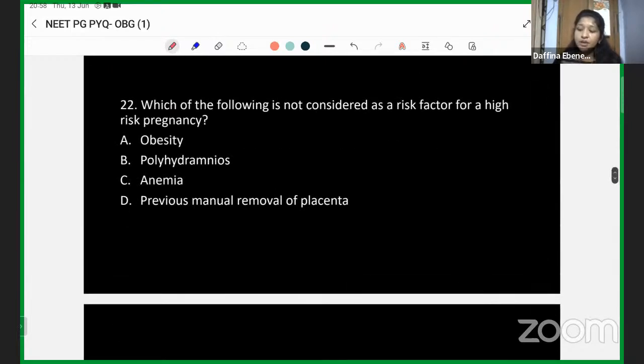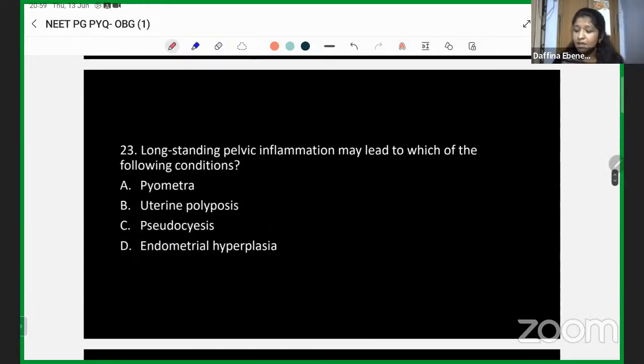Which of the following is not considered as a risk factor for a high-risk pregnancy? Obesity is a high-risk pregnancy? Yes. Any form of amniotic fluid disorder like polyhydramnios or oligohydramnios is a high-risk pregnancy? Yes. Anemia is a high-risk pregnancy? Yes. Does previous manual removal of placenta contribute to high risk? No. Previous manual removal of placenta is not a high-risk pregnancy. Any form of medical or obstetric condition that complicates pregnancy, you label it as high-risk pregnancy. But previous manual removal of placenta is not a high-risk pregnancy.